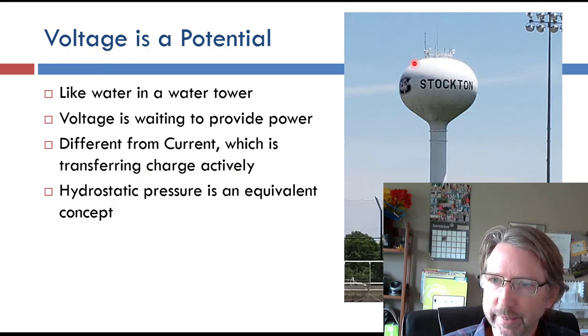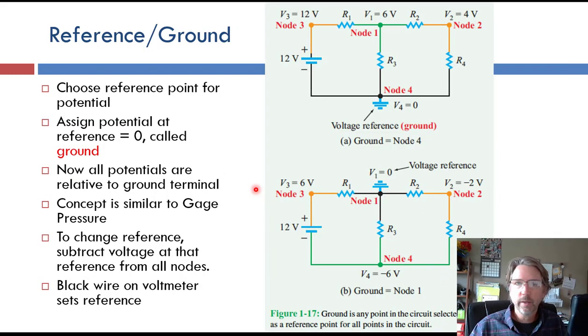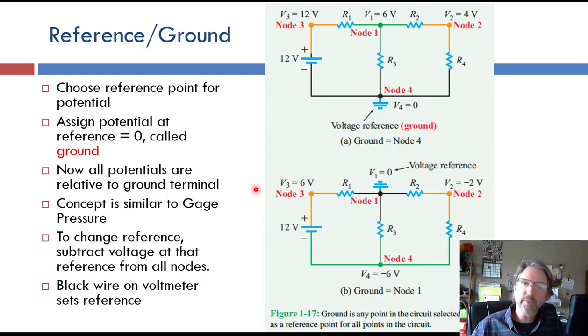So here we have a water tank again, and whether the water is moving in or out is not part of the potential of this water up here. So voltage is measured in the same kind of way that pressure is measured in a hydraulic system. And so the concept is similar to gauge pressure, where we have a reference. So with a voltmeter, you always have a red and a black wire, and you put the black wire on your reference point, and then the red wire tells you the voltage relative to that point. So we generally choose one. It's part of our analysis to choose the ground node or the reference node.